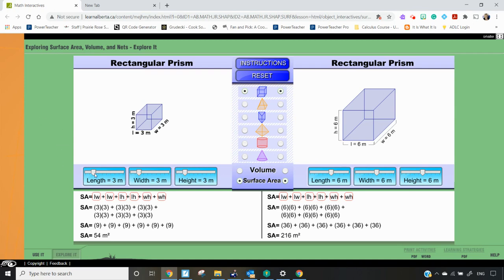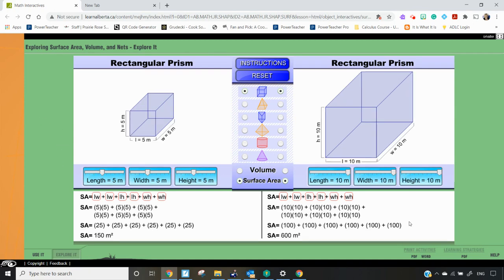Let's try another example. All right, so our first prism here, we have measurements of 5 by 5 by 5, gives us a surface area of 150 meters squared. When I double all of my dimensions, that makes it 10 by 10 by 10, with a surface area of 600. 600 divided by 150, 4 times bigger.